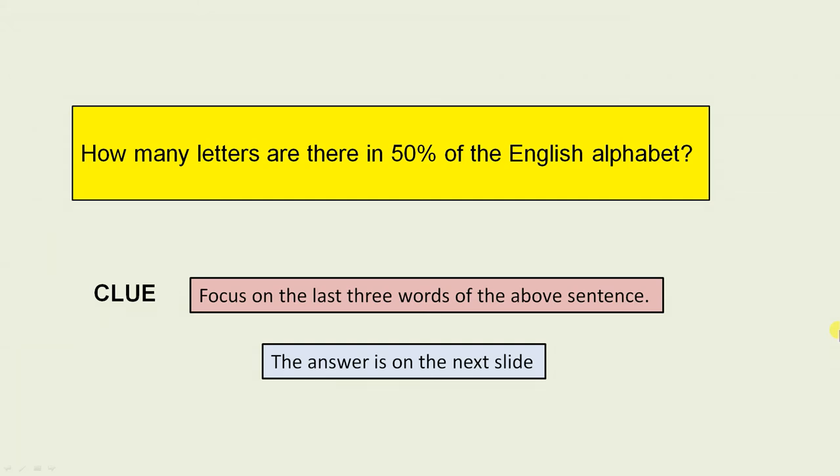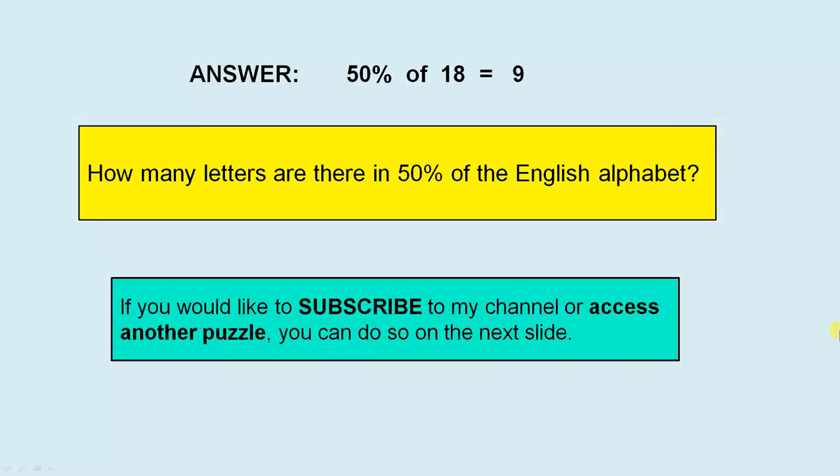Okay, here we go. I'm not sure how you went. Hopefully you got the answer. You'll love this one. The answer, 50% of 18 equals 9. You might say, how is that the case? Well, I told you to focus on the last 3 words of the sentence. There they are there. 50% of the English alphabet. If you count those letters, that gives you 18.